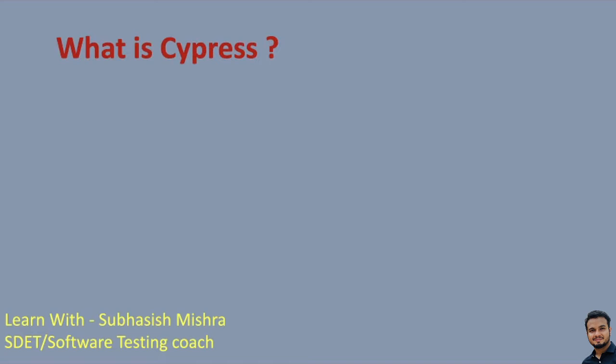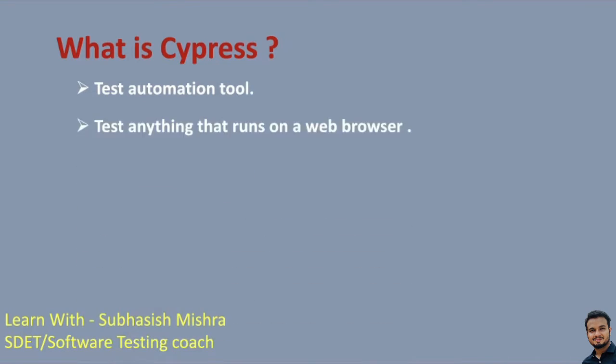The very first thing is, what is Cypress? So Cypress is a test automation tool. It can test anything that runs on a web browser. It uses JavaScript for writing tests. So do not worry if you don't know JavaScript and how you will learn Cypress. The good thing is 90% of coding you can do using Cypress inbuilt commands. So Cypress has a lot of inbuilt commands which are very easy to understand.